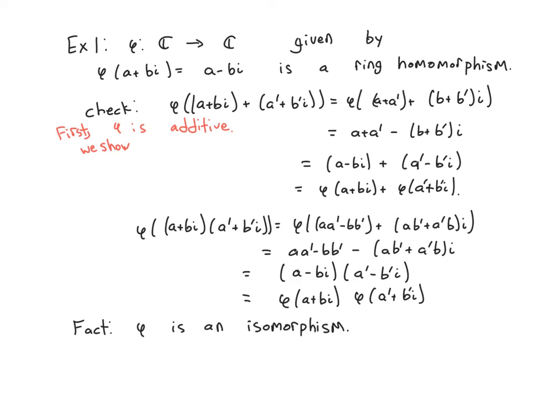conjugation map is an involution. The conjugate of the conjugate is the original number. So surjectivity is, yeah. What I'm saying there is phi squared is the identity function. So phi is actually its own inverse. So there's another way to prove that it's a bijection.